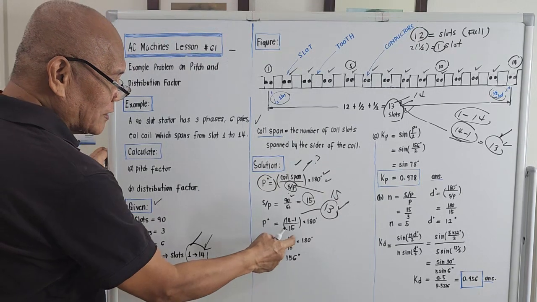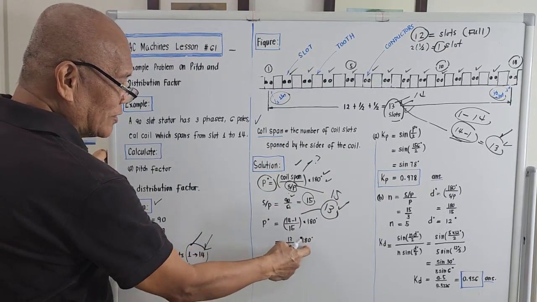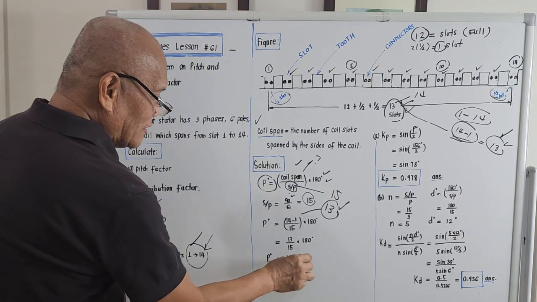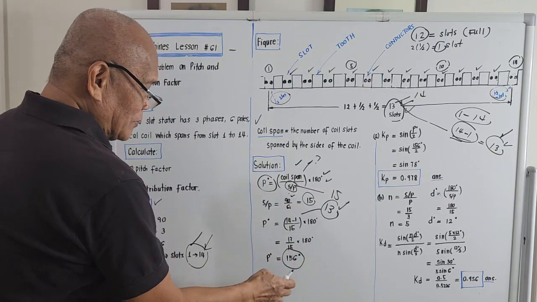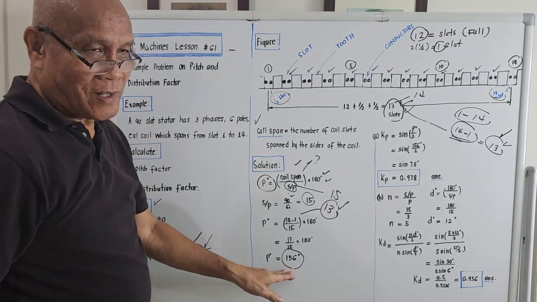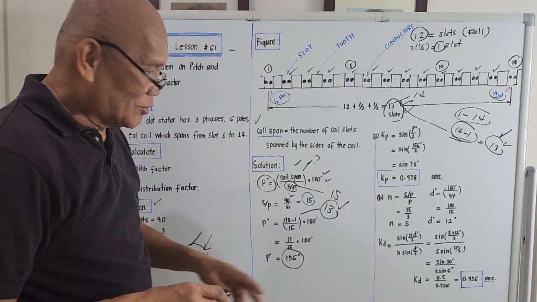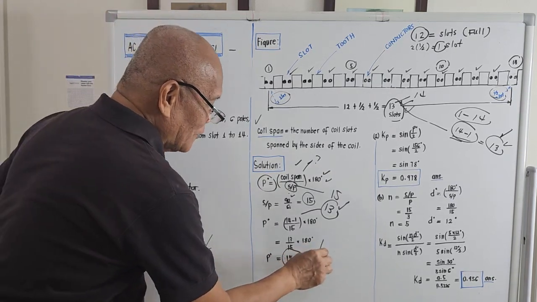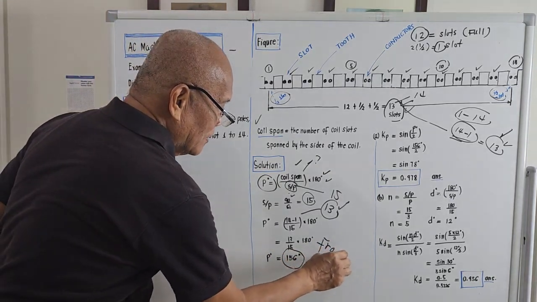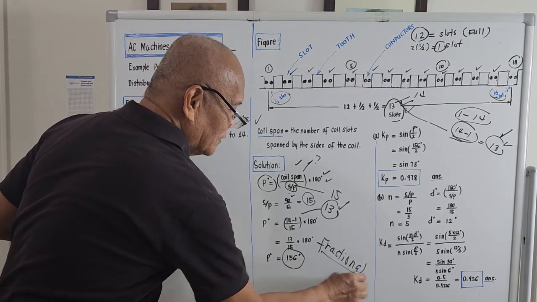So this should now be 13 over 15. Slots per pole is 15, right? 13 over 15 times 180. So P degree is only 156 degrees. Since P degree is not equal to 180 degrees, right? It should be a fractional pitch winding, fractional. It's not full pitch, fractional.